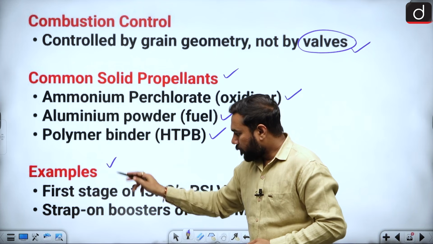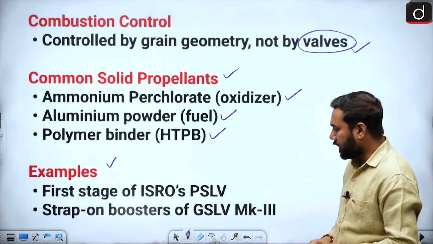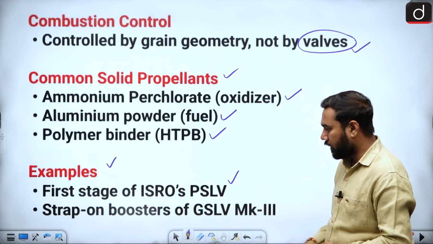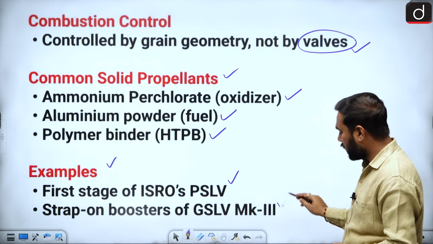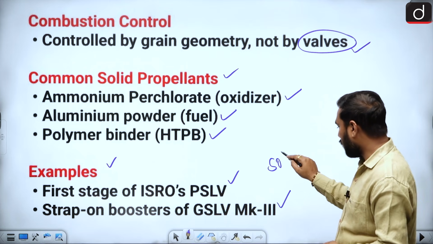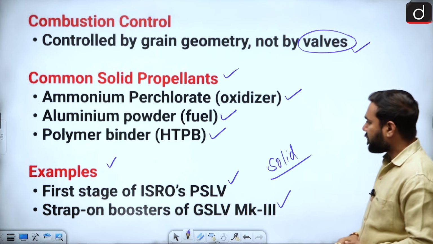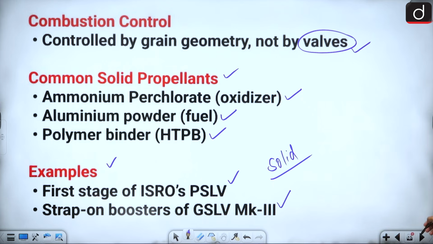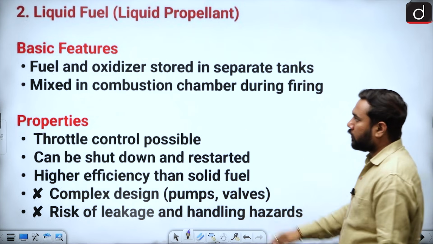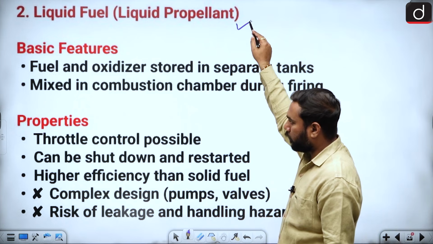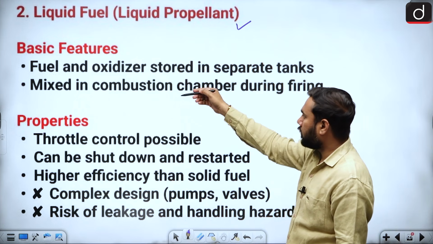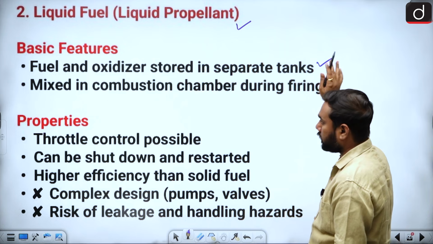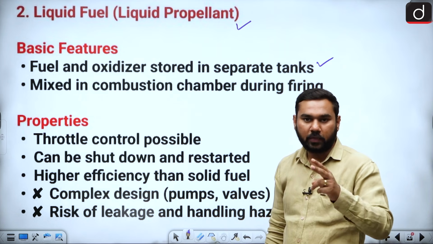The examples: the first stage of ISRO's PSLV is solid, and the strap-on boosters, which are also the first stage, but in GSLV. These are made with solid fuel. So these are filled with your solid fuel. But when we talk about the liquid one, what is the basic feature? There are fuel and oxidizer, which are stored in separate tanks, because now we cannot mix them.